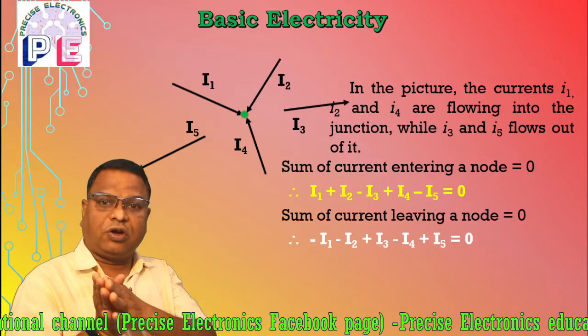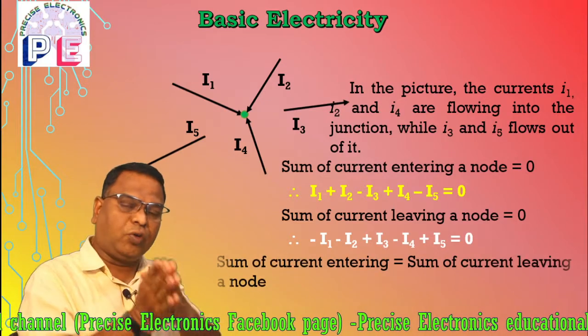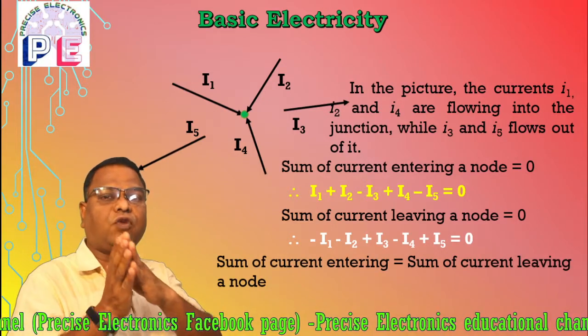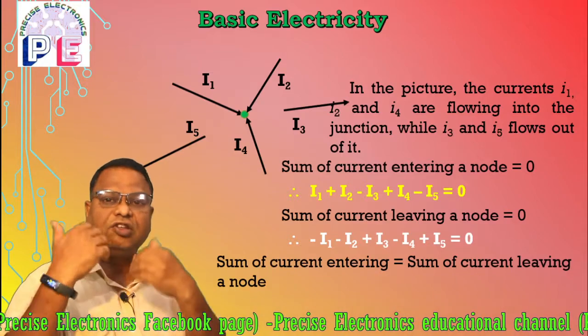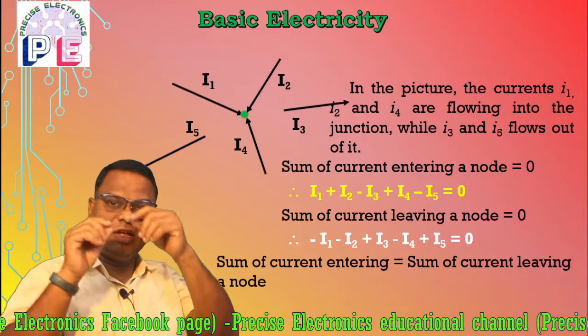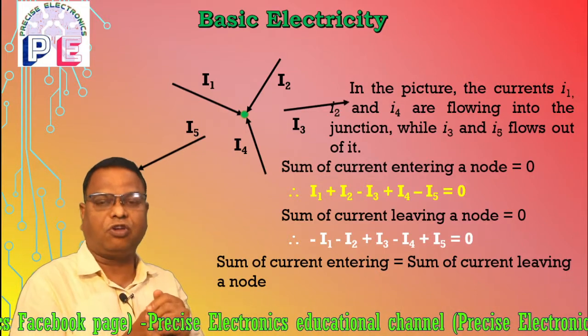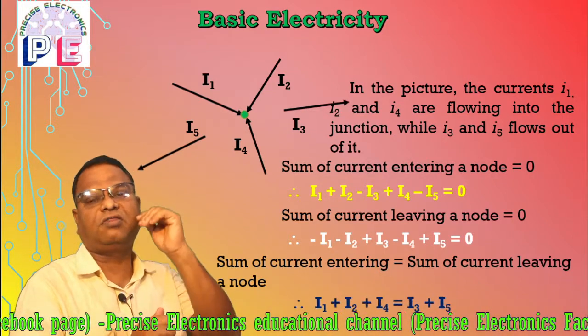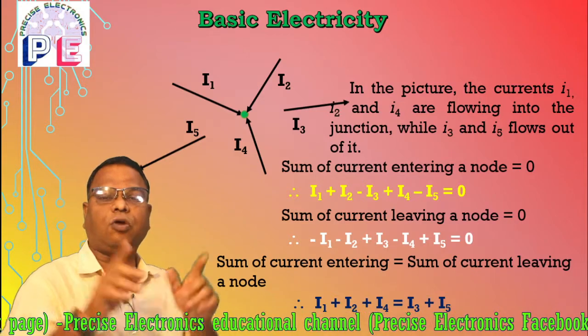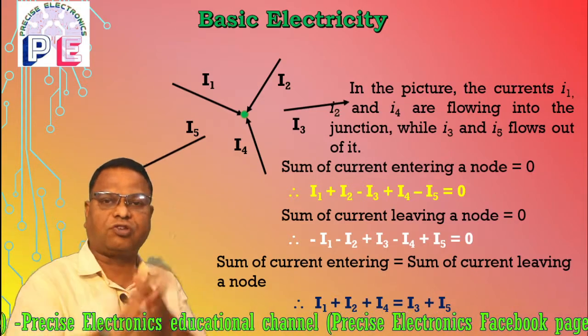The sum of the current flowing toward the junction is equal to the sum of the current flowing away from the junction. That is Kirchhoff's current law. So obviously I1 plus I2 plus I4 is equal to I3 plus I5. That is the equation of Kirchhoff's current law.